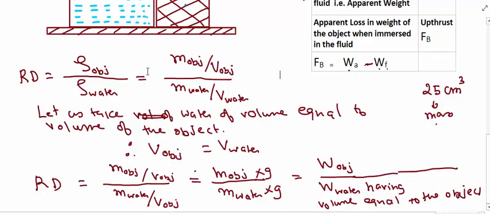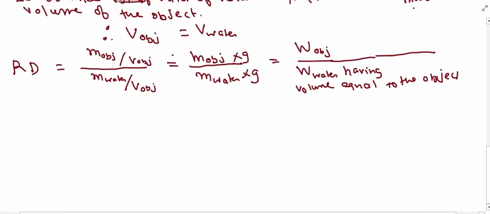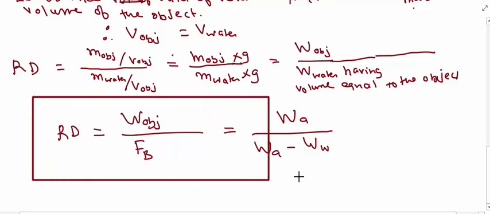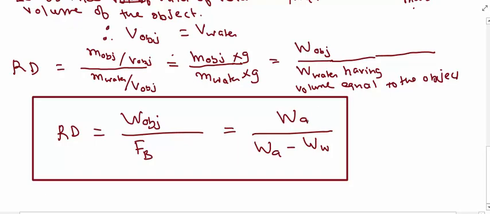So now I can write down relative density is equal to weight of the object upon upthrust. Weight of the object will of course be Wa, that is weight of the object in air, and upthrust we know is weight of the object in air minus weight of object in water, and therefore I can use this equation to find out the relative density of the object. Relative density is equal to weight of the object in air upon weight of the object in air minus weight of the object in water.